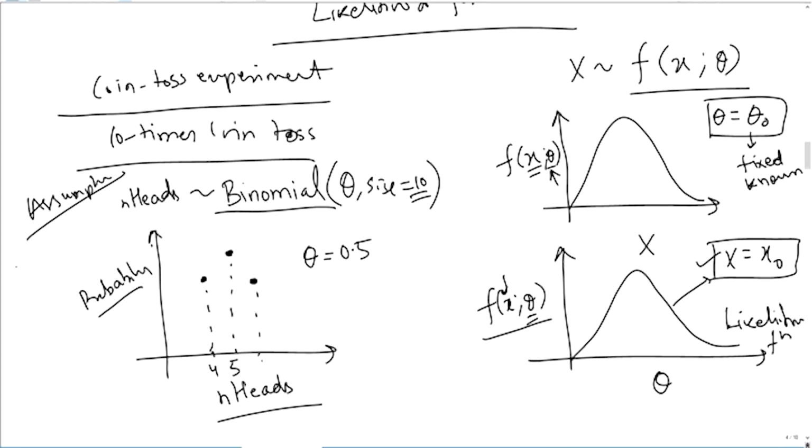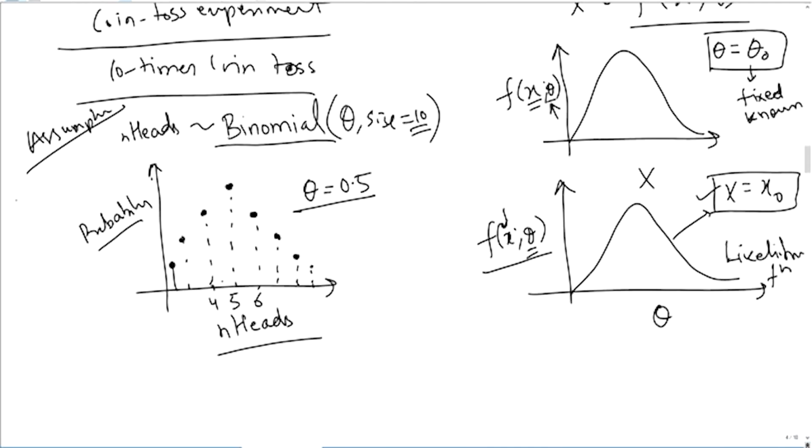Why is the probability of 5 heads highest? Because the underlying probability is 0.5, that is why. Probability of obtaining 7 heads would be lower, probability of obtaining 8 heads would be lower, and so on. Okay. So, this is the graph of probability mass function. I am not joining these points, you shouldn't, because this is a probability mass function, not a density function.